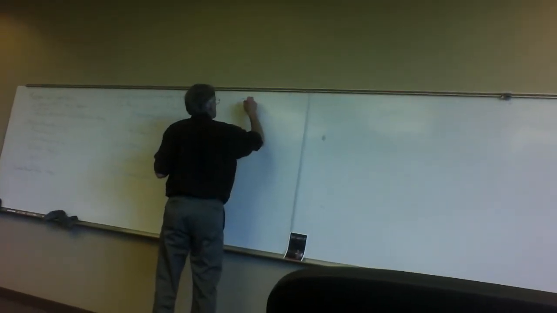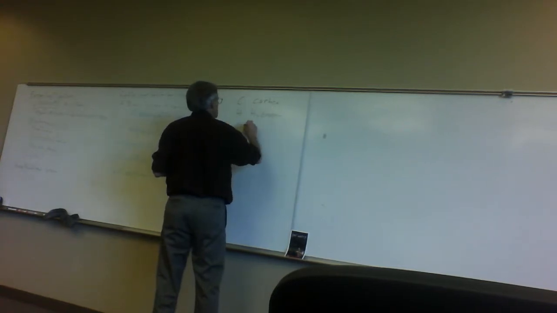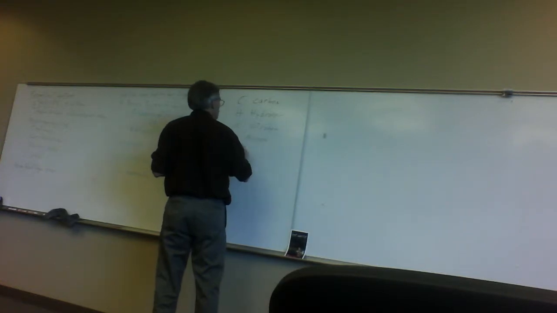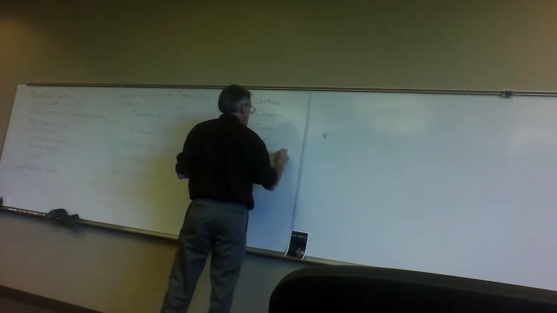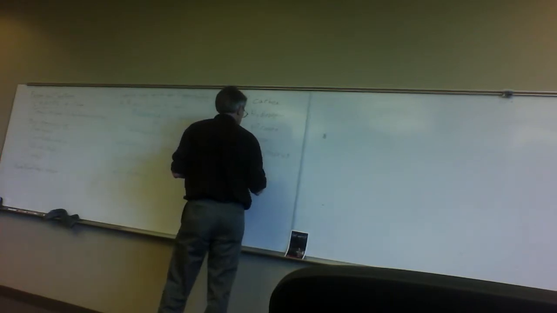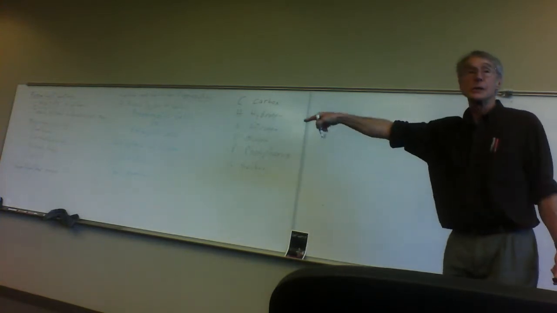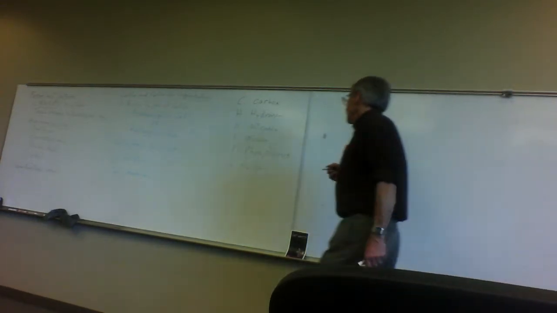So C is carbon. H is hydrogen. N is nitrogen. O is oxygen. P is phosphorus. And S is sulfur. So those are the 6 most common elements. And notice that they're all fairly light ones. If you look in the periodic chart, they're pretty light ones.